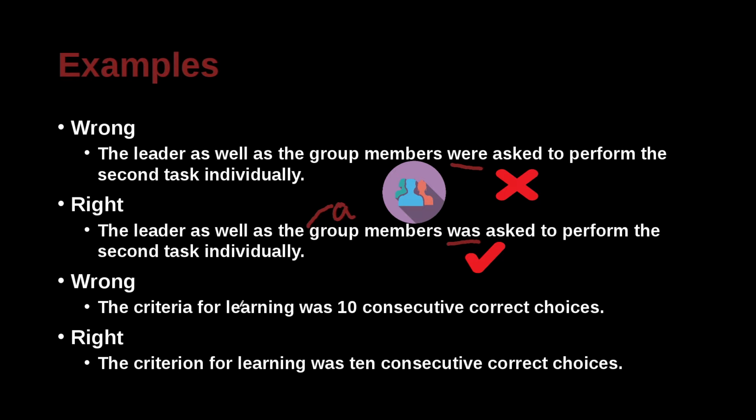So it was, not they were, because they're all together in one group. The criteria for learning was 10 consecutive correct choices. The criterion for learning was 10 consecutive choices. What's the problem here? Inside your formal writing, if the number is 1, 2, 3, 4, 5, 6, 7, 8, 9, 10, 11, 12, you should be spelling it out. If the number is bigger than that, then you should be writing the Arabic number like this. But otherwise, try to spell it out.